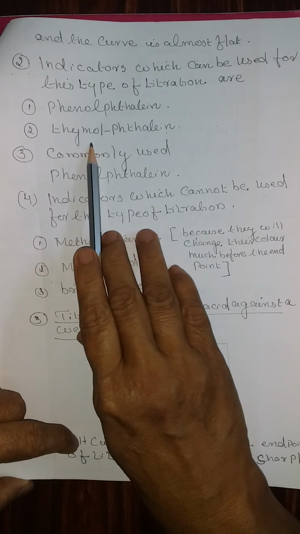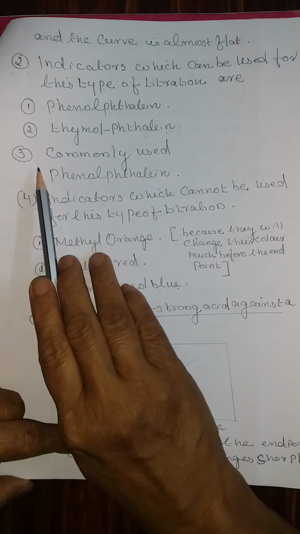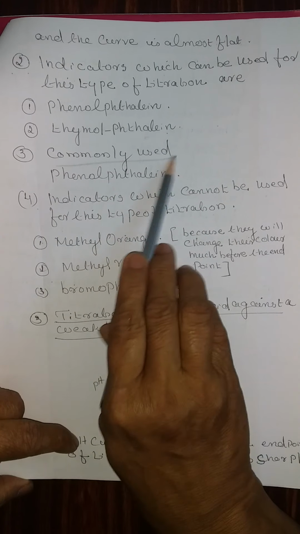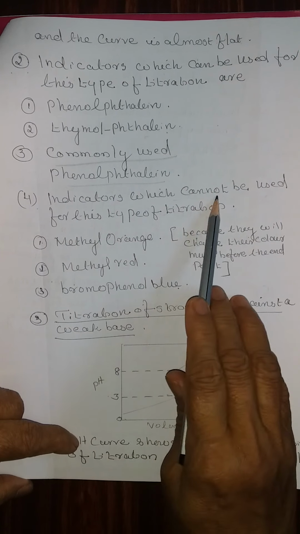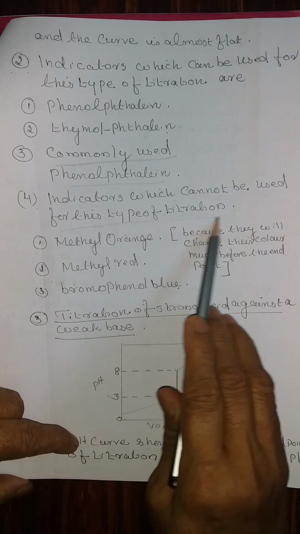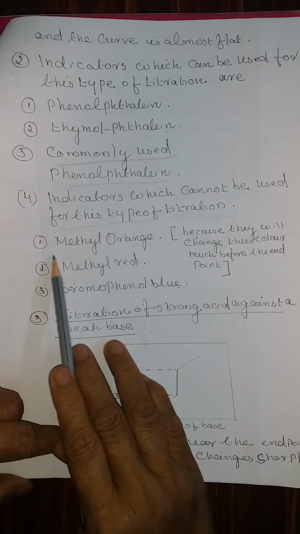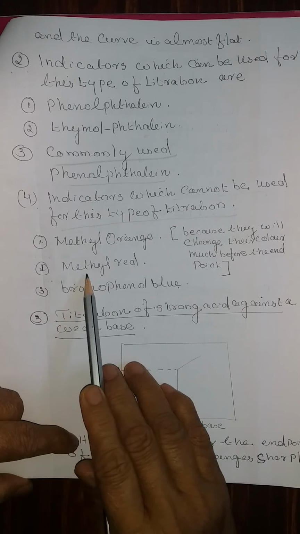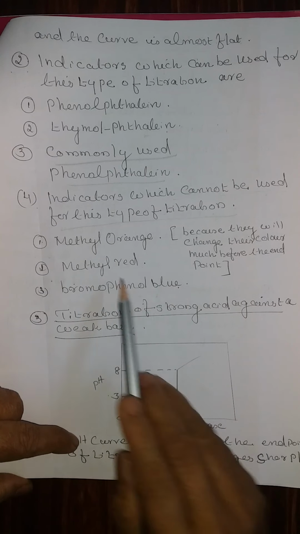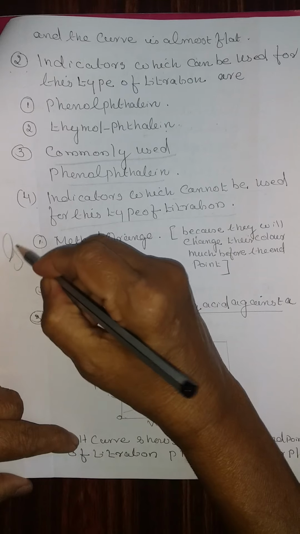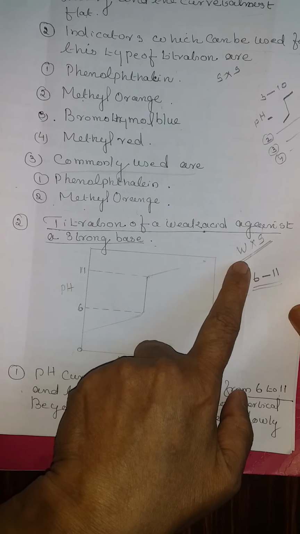1. Phenolphthalein, 2. Thymolphthalein. Commonly used is phenolphthalein. Point number 3: indicators which cannot be used for this type of titration: 1. Methyl orange, 2. Methyl red, 3. Bromophenol blue. A give-reason question can be asked for a strong base and weak acid.